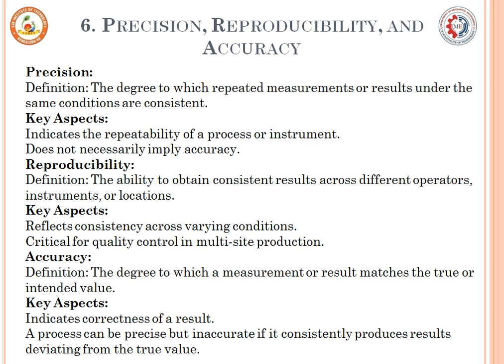So what about accuracy? Accuracy is the degree to which a measurement or result matches the true or intended value. So here we need correctness of a result. Whenever we do the process on the component, the process can be precise but inaccurate if it consistently produces results deviating from the true value. So when we count accuracy, at some time we need precision also. Accuracy and precision are the two parts we expect in an organization for successful production.